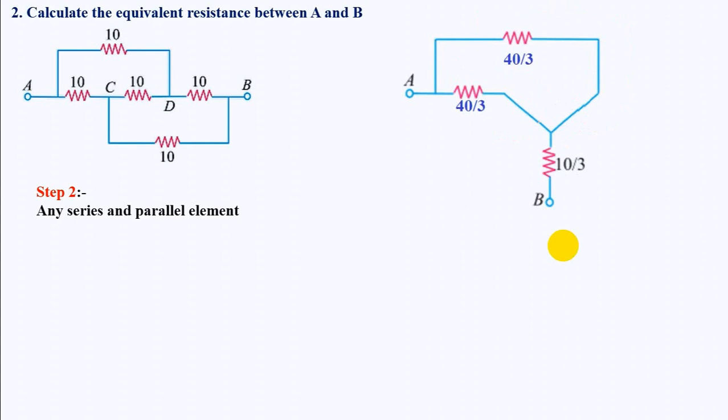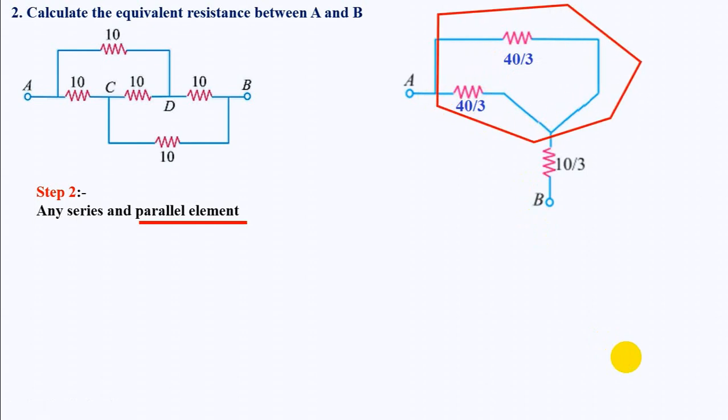So what do you do in step 3? Again you start from scratch, analyze for series, but it is not there. Then you analyze for parallel. Are there any elements in parallel? Yes, we have these two elements in parallel. How do we say that these two are in parallel? Because of the two ends. This 40 by 3, one end is at A, the other end is at this junction. And this 40 by 3, one end is at A and the other end is at this junction. So these are the common ends for these two elements, and thus we can say that they are parallel.